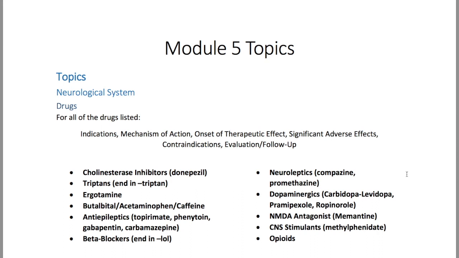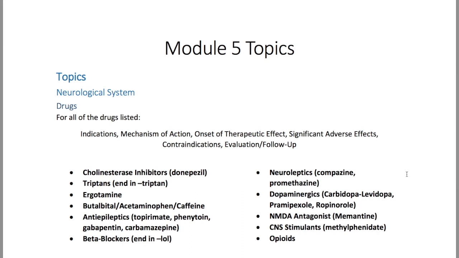And the classes that we're going to discuss in the neurological section include the cholinesterase inhibitors, for instance, donepezil, the triptans, which you'll see all end in triptan, the ergotamines, and then butalbital, acetaminophen, caffeine. That's Fioricet. We also are going to talk about the anti-epileptics, including topiramate, phenytoin, gabapentin, and carbamazepine. The beta blockers, which you'll see all end in lol.